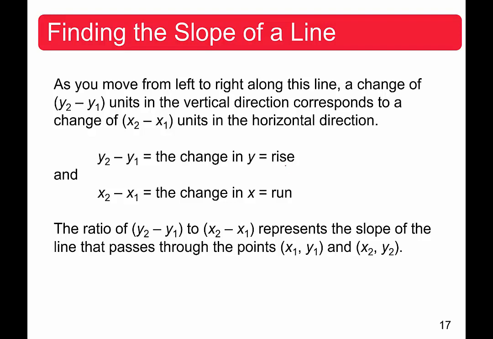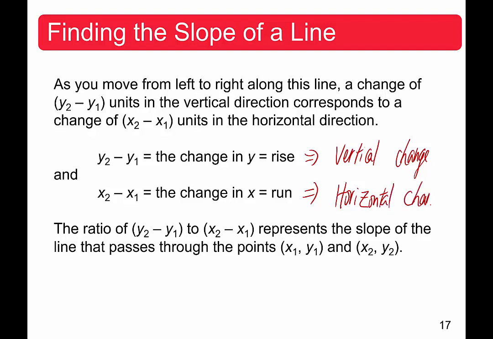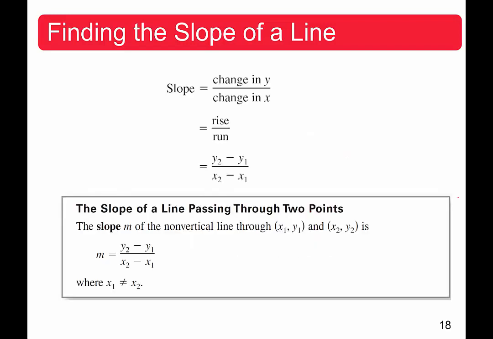So y2 minus y1 is the vertical change. We also call that rise. And x2 minus x1 is the horizontal change. We call that run. So slope is basically rise over run. So slope is the ratio of rise, change in y, over change in x. Also we call that rise over run. So you can also say delta y over delta x, change in y. That's how you put it into mathematical symbols.